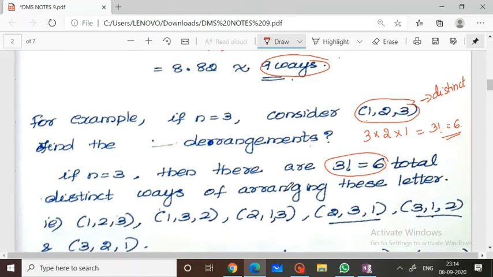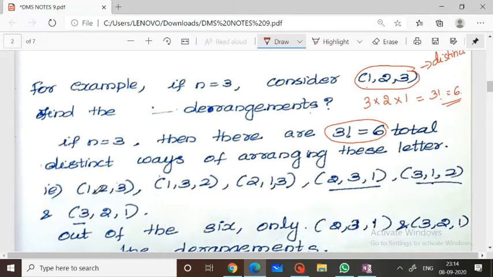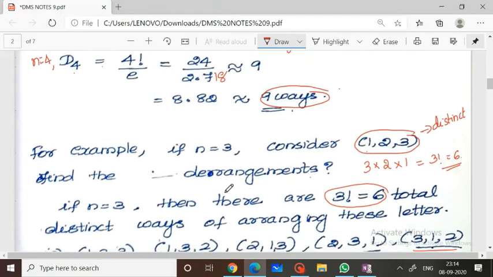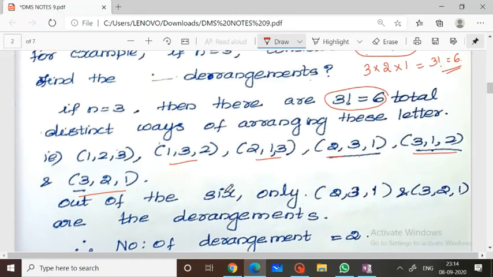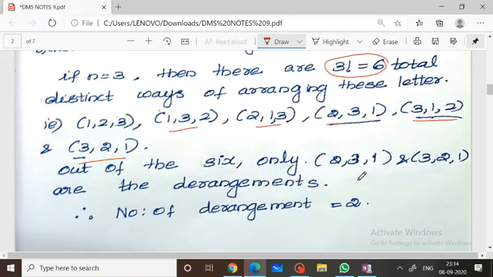Now let us write what the 6 ways are. 1, 2, 3; 1, 3, 2; 2, 1, 3; 2, 3, 1; 3, 1, 2; 3, 2, 1. Now listen here, let me write it somewhere so that it will be very easy. 1, 2, 3 is not a derangement. 1, 3, 2 is not a derangement because 1 is in the first place. Now 2, 1, 3 is not one because 3 is in the last place.